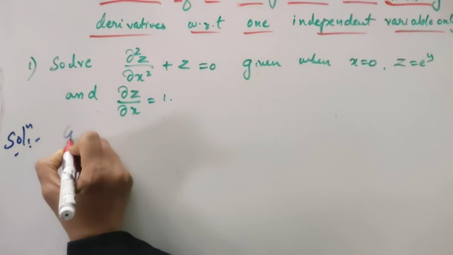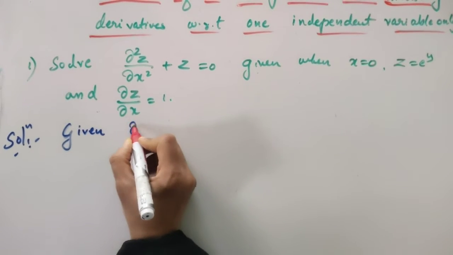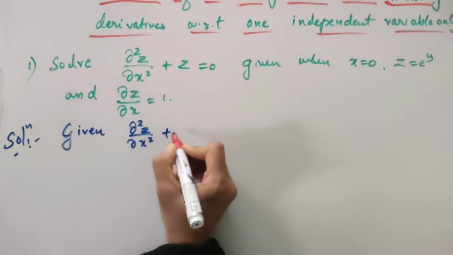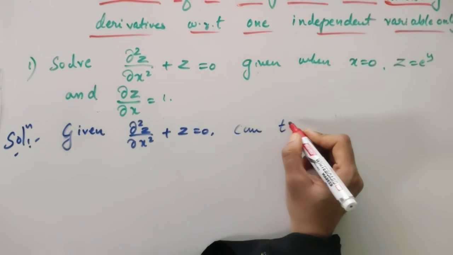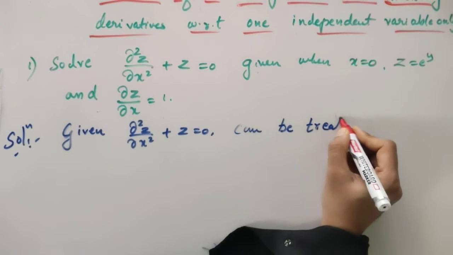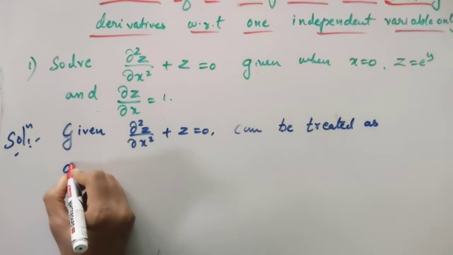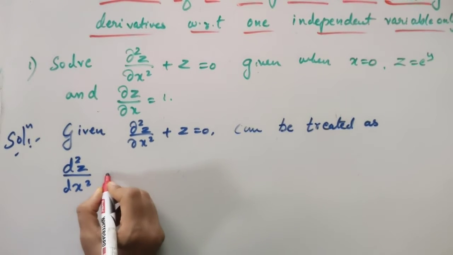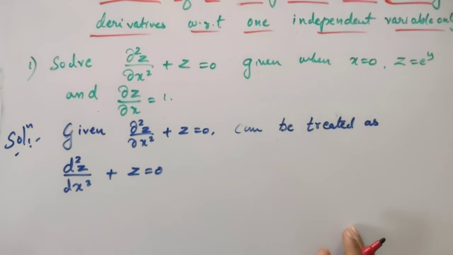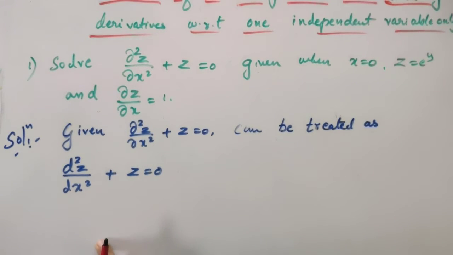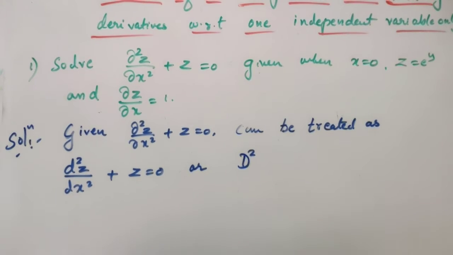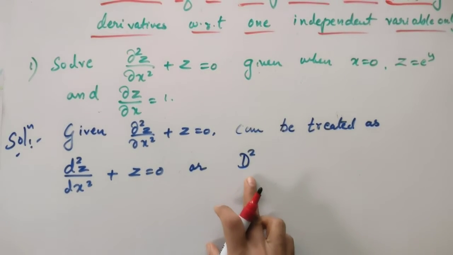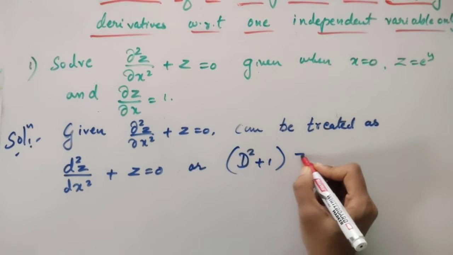Given ∂²z/∂x² + z = 0, can be treated as d²z/dx² + z = 0. So this looks as if it is an ordinary differential equation. Yes or no? Now how do you solve it? You replace d/dx by capital D. (D² + 1) z = 0.